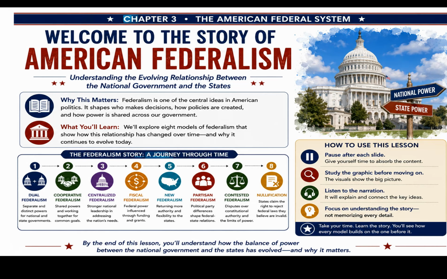As you move through the lessons, pause after each slide, study the graphic, and then listen to the narration. The visuals will help you see how each model of federalism connects to the next. Rather than memorizing definitions, think of this chapter as the story of how power is shared between the national government and the states, and how that relationship has evolved over time. So take your time, enjoy the journey, and let's begin our story of American federalism.